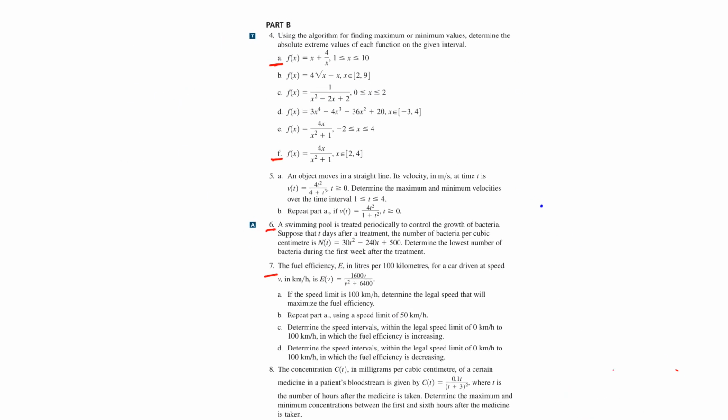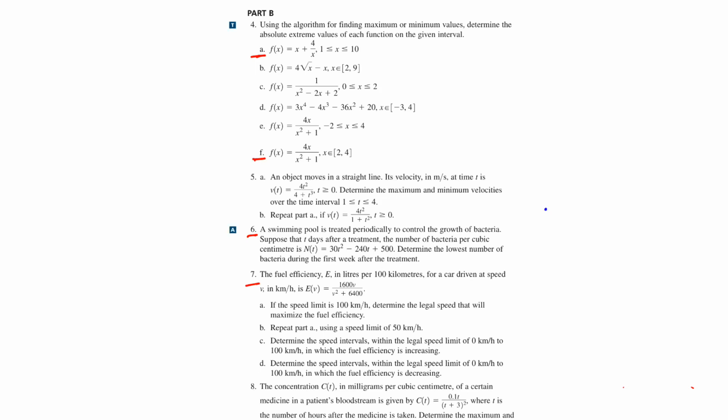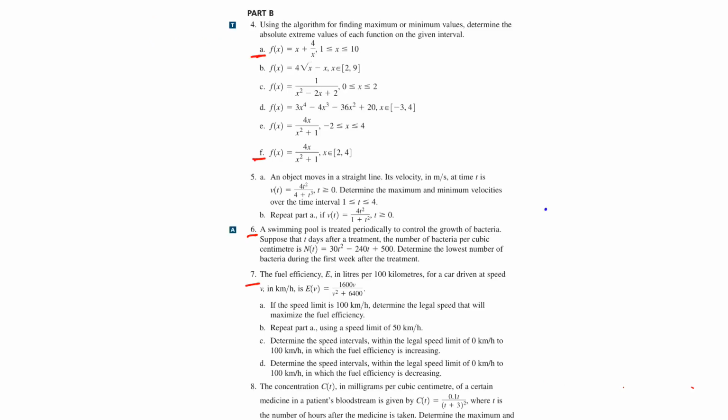Next question. Using the algorithm for finding the maximum and minimum of the function, determine the absolute extrema of each function using the algorithm, as we said. First function, f(x) = x + 4/x, when x is between 1 and 10.